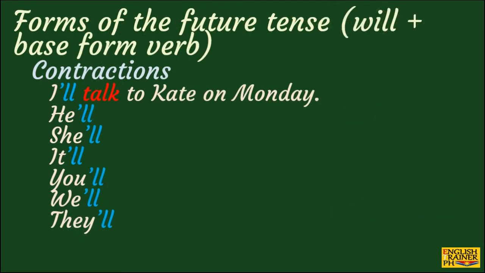To form contractions using will, you can add apostrophe ll after your pronoun.